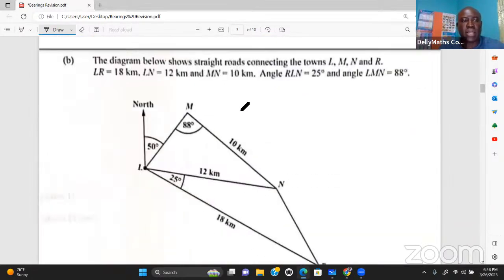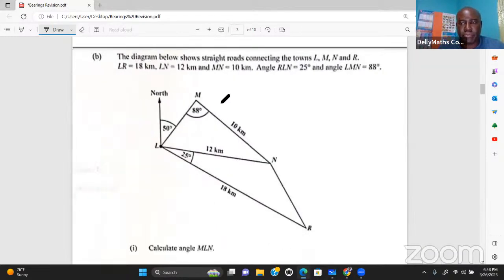All right, here's another question. All right, let's look to see what this one is saying. This one is a little bit blurry, but we'll go through anyway. All right, so this one says here, the diagram below shows straight roads connecting the towns L, M, N, and R. So I could highlight those for us. L, M, N, R. So they are saying that we have lines, right? We have roads connecting those towns.